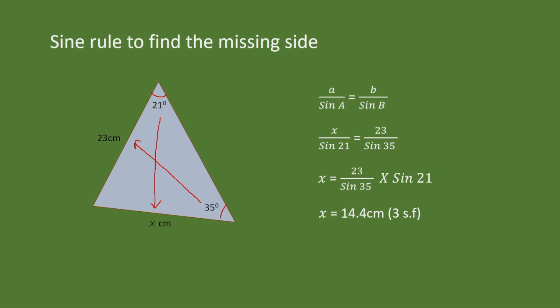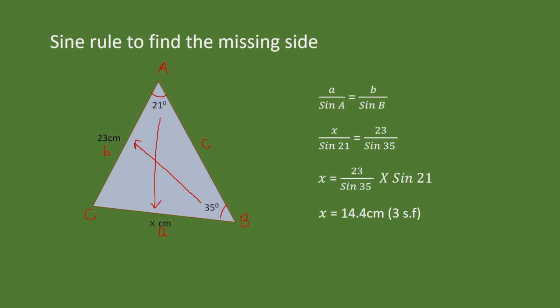So I'm going to mark this angle here as A and this angle here as B and this as C. And opposite to the angle A, I'm going to mark this side as a in lowercase, and opposite to angle B, this side b in lowercase, and this as c.